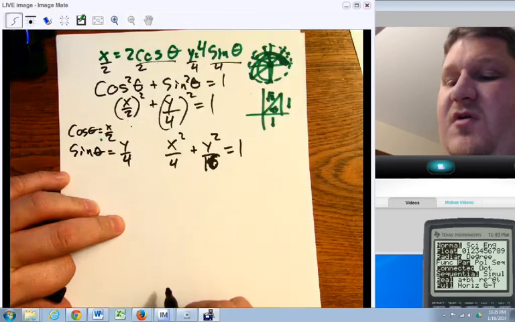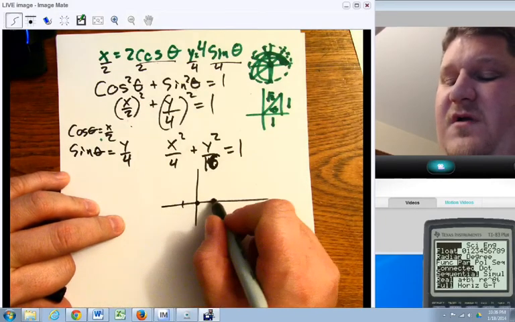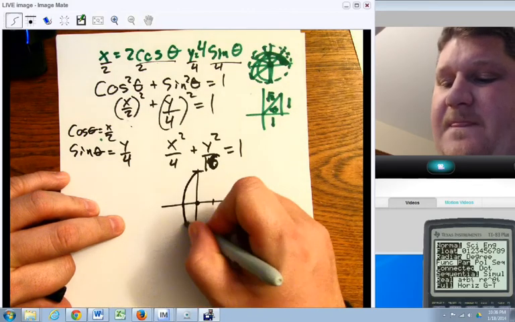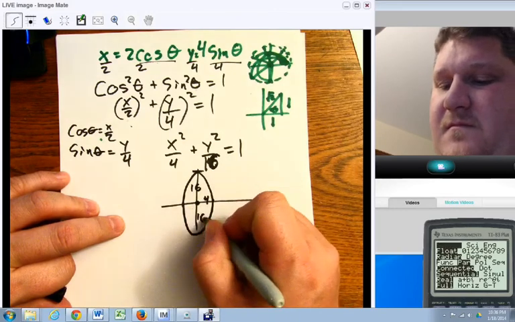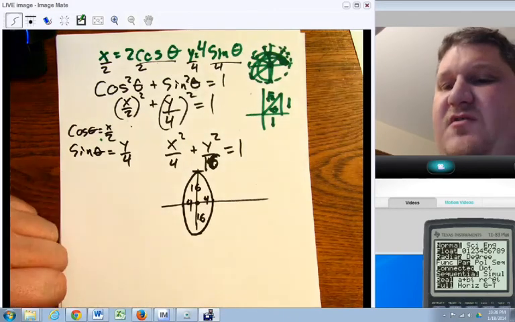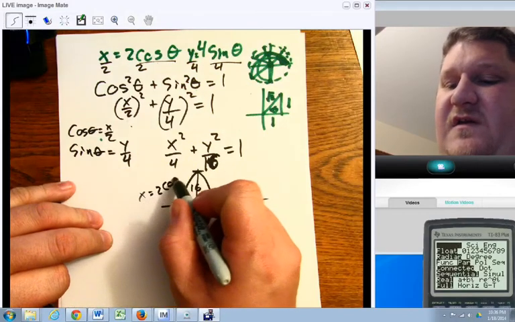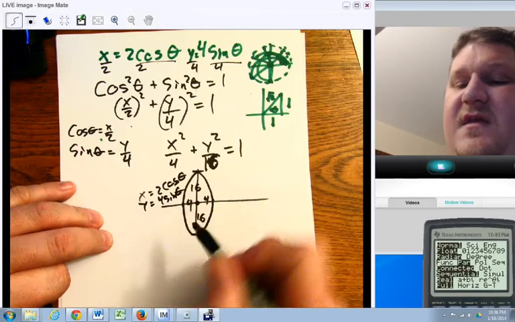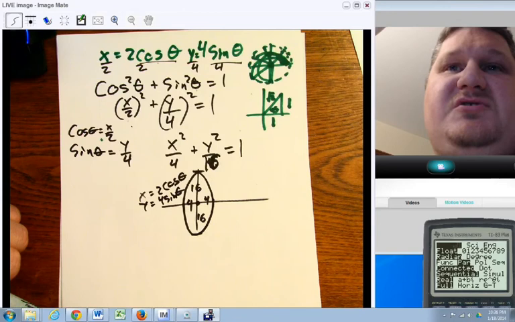What we have going on here is an ellipse centered at 0, 0, 4 in each direction in the x, 16 in each direction in the y. And we have that unit right there, all coming from x equals 2 cosine theta, y equals 4 sine theta. So that's using the parameter of theta. We will talk about projectile motion hopefully coming up.